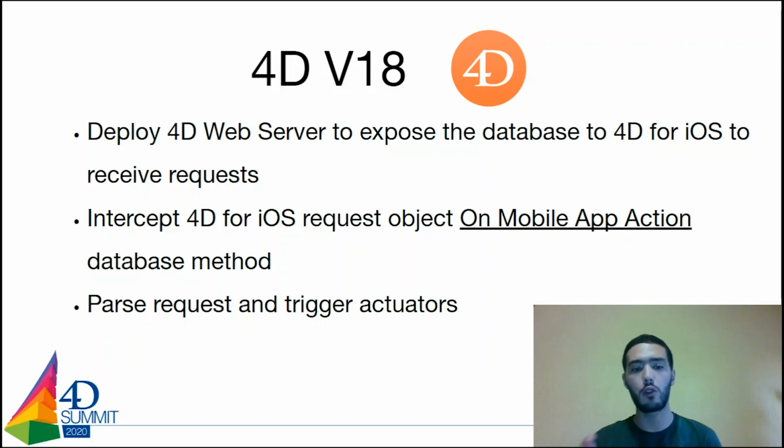So once we've turned on the slider, we'll intercept this 4D for iOS request, thanks to the database method on mobile app action that will send us an object containing the request. So we'll simply parse this request object, and we'll use it to send or to trigger our actuators at the level of our Arduino board.